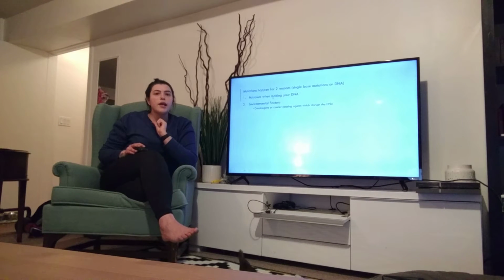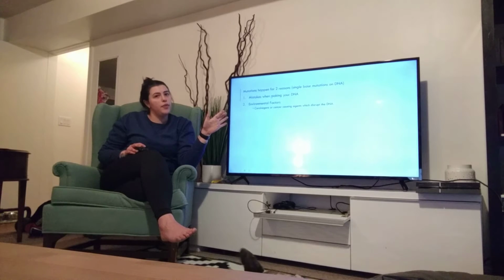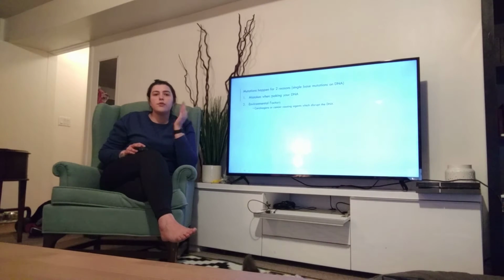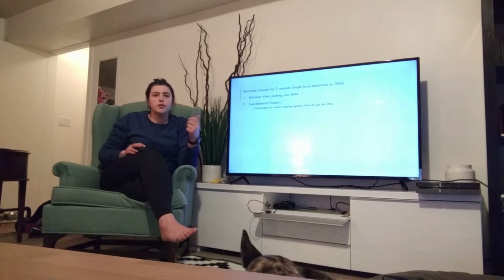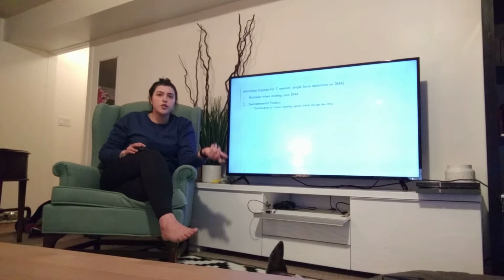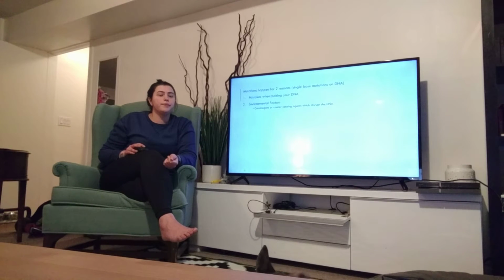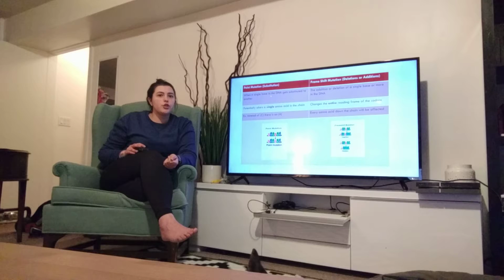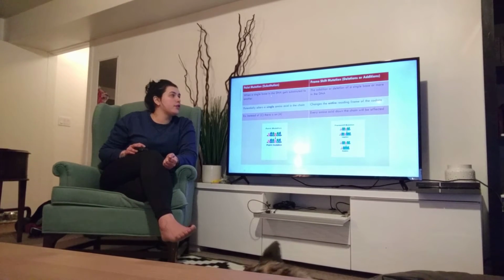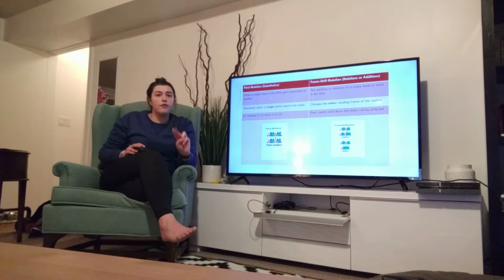So the first reason that a mutation would happen is when there's a mistake in making your DNA, that first step there. And then there's also environmental factors, so carcinogens, also known as cancer-causing agents, which disrupt the DNA. There's a chart here to outline the two different types of mutations.